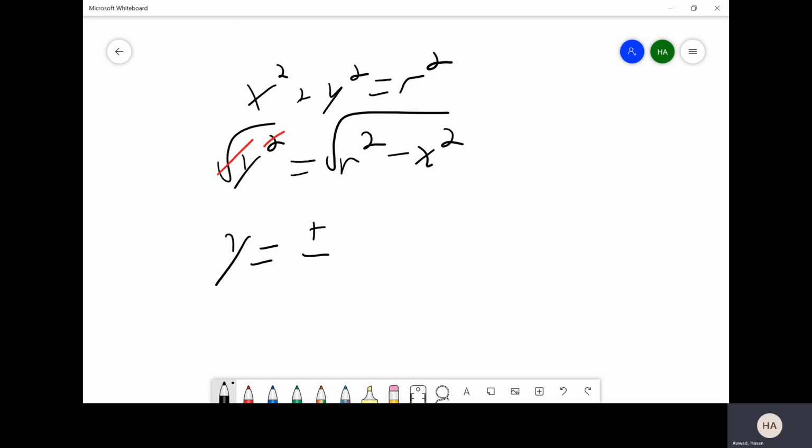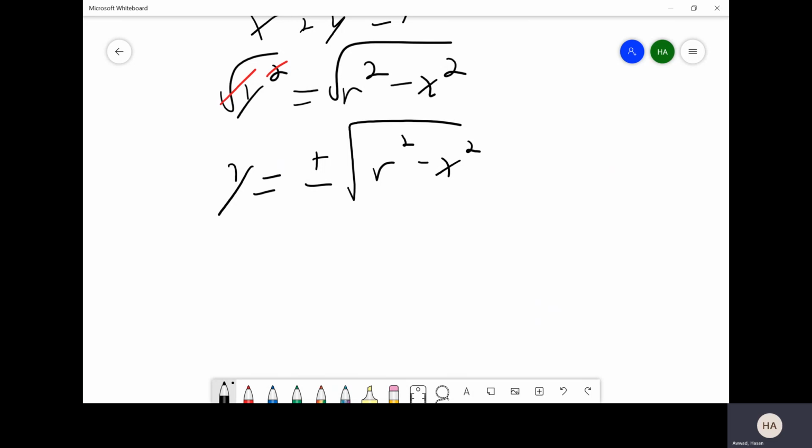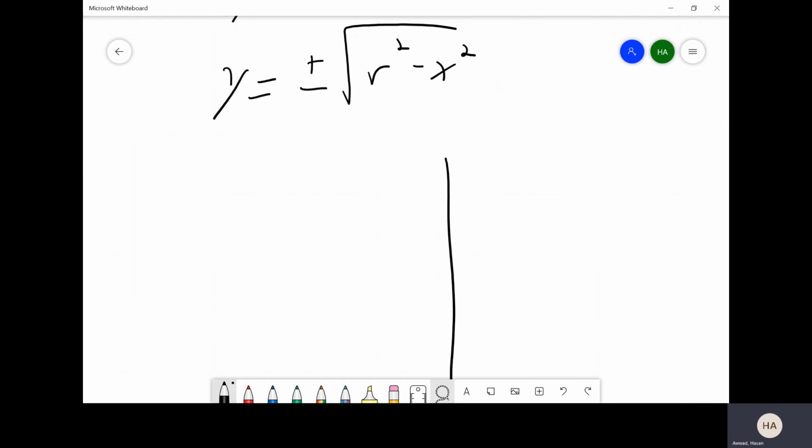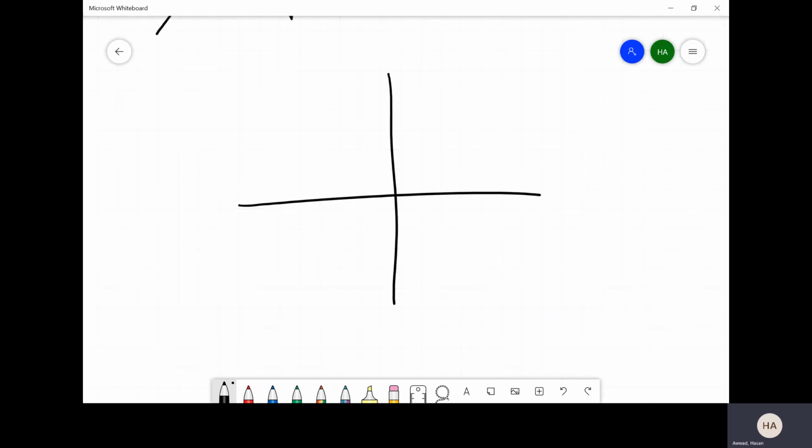Because when we take the square root, when we're solving for a variable, it's plus or minus. So we have plus or minus the square root of r squared minus x squared. And what does this actually look like? Well, depending on if we're talking about the positive value or the negative value, it can look like 2 different semicircles.